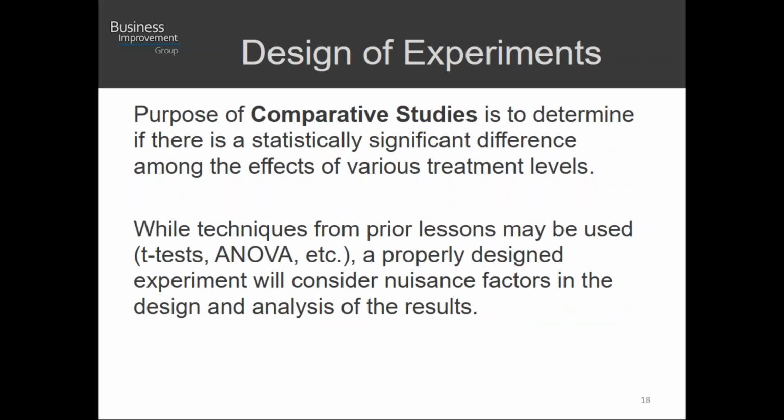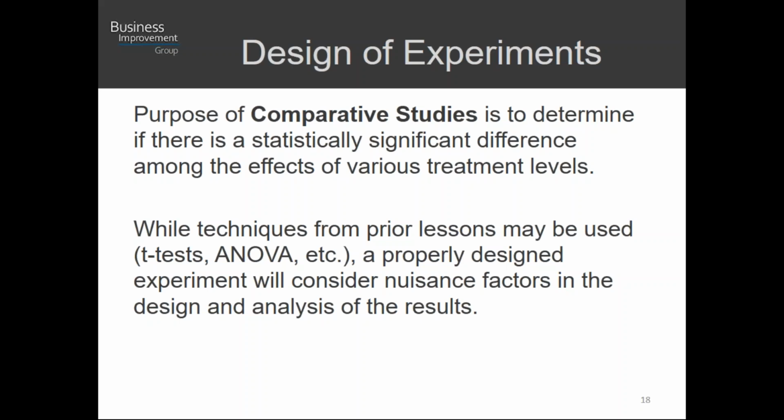So the purpose of comparative studies, as I mentioned before, comparing one thing to another, is to determine if there's a statistically significant difference among the effects of various treatment levels. What that means is if I run this setting and get an outcome, run the other setting, get an outcome, if I do that enough times, I want to see if not only is there a difference, but a statistically significant difference, right? Because sometimes you could see a difference, but it's just by chance alone. So we are looking to leverage some statistical analysis to confirm with a certain level of confidence that there's a real difference.